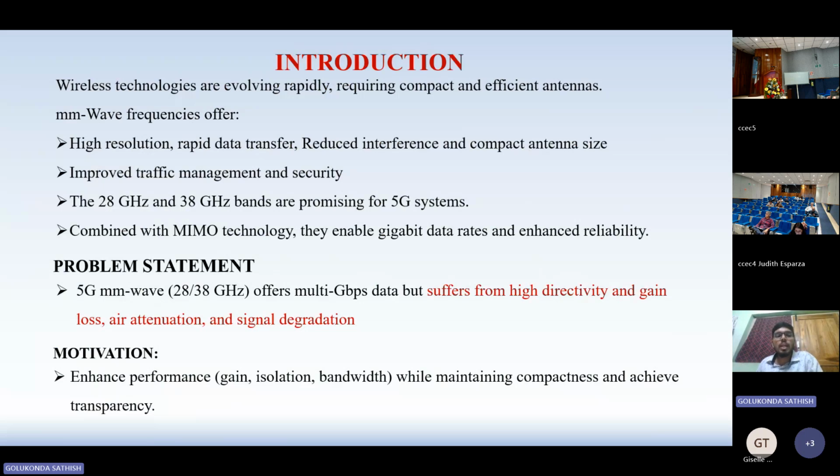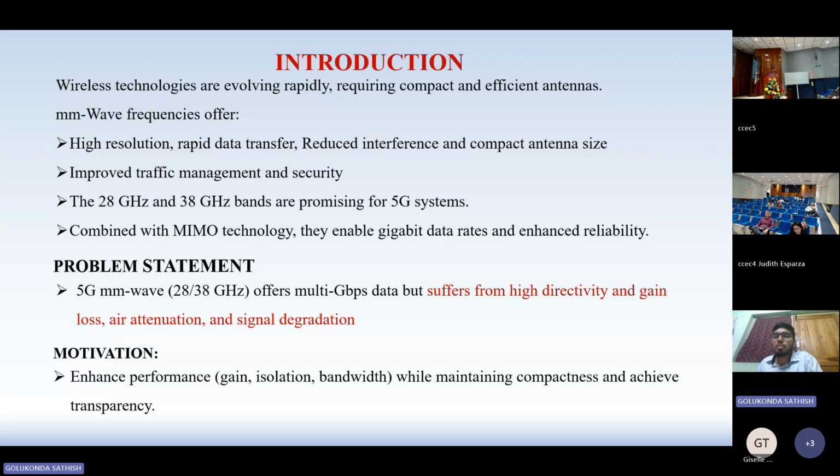MM frequency offers high resolution, rapid data transfer, reduced interference, and compact antenna size. It improves traffic management and security. The 28 and 38 GHz bands are promising for 5G systems. Combined with 5G technology, they enable gigabyte data rates and enhance reliability.